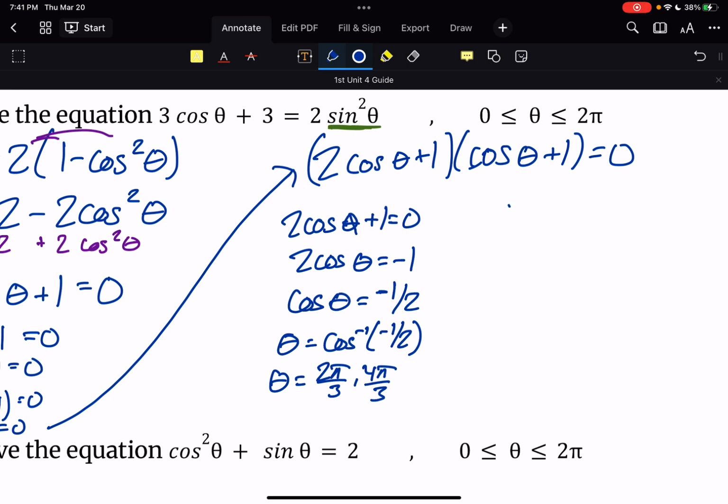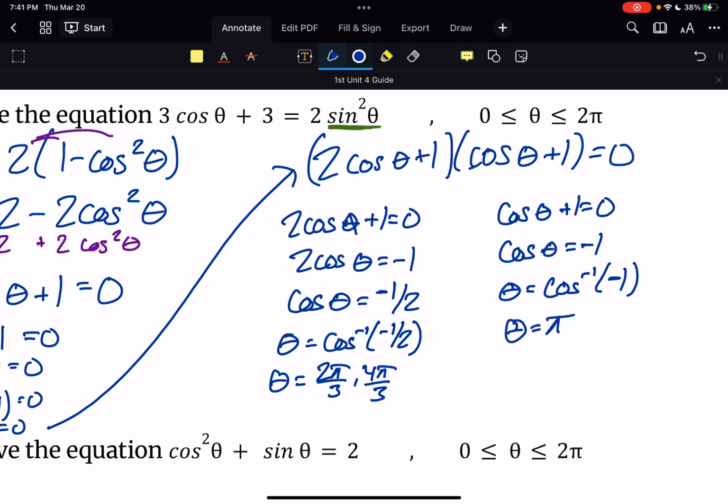And now doing my second one, cosine theta plus 1 is equal to 0. I'm going to subtract 1. So I have cosine theta equals negative 1. And now I'm asking myself, where do I have a cosine of negative 1? And that is going to be at pi. So the three solutions that I have to this equation are 2 pi over 3, pi, and 4 pi over 3.